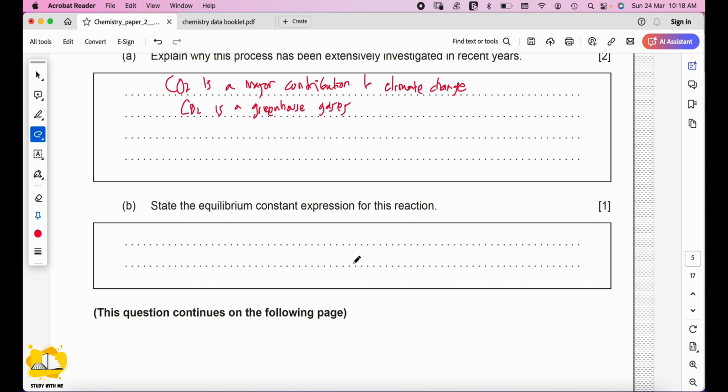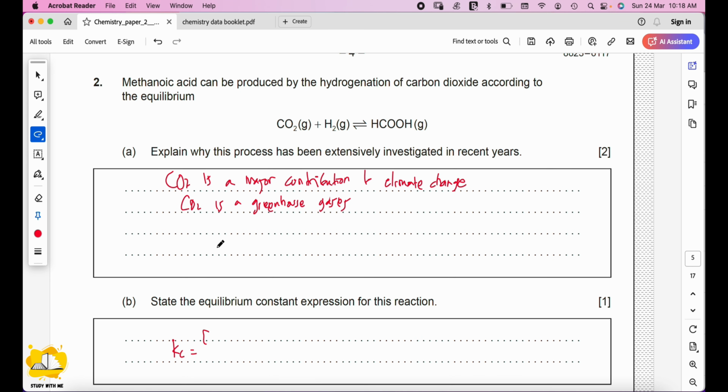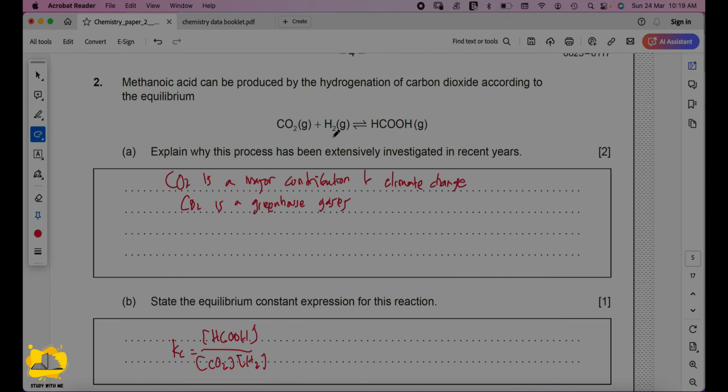State the equilibrium constant expression for this reaction. So Kc will be the concentration of the product divided by the concentration of the reactants. So this will be HCOOH divided by CO2 and then H2. There is no exponent here because all the coefficients are 1. So this will be the equilibrium constant expression for the reaction.